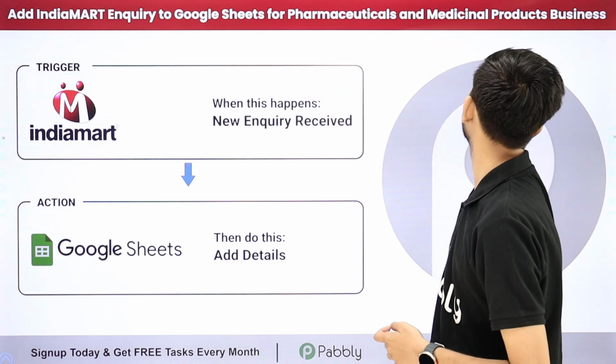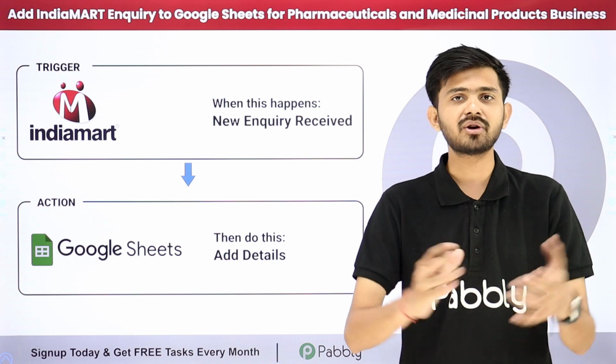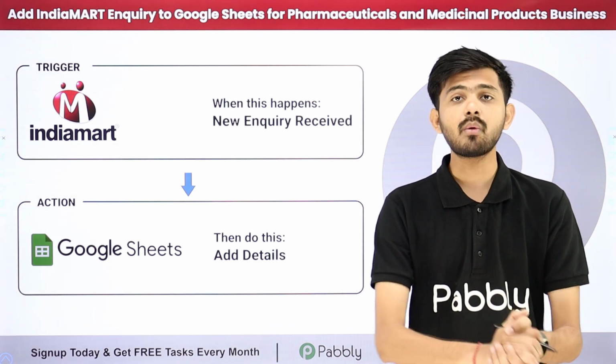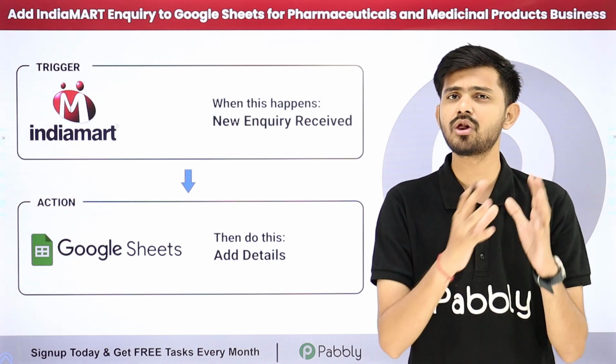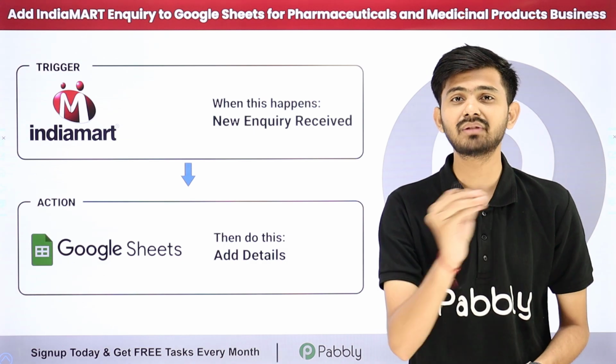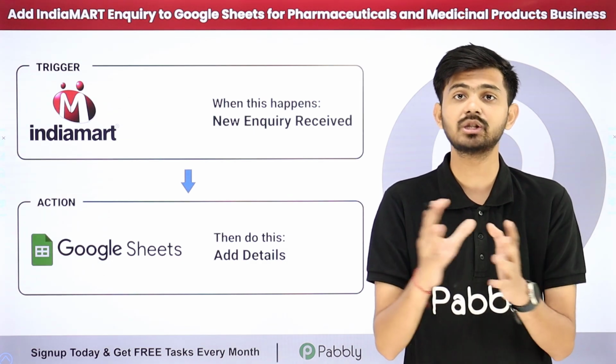Today our topic is how to add IndiaMART Enquiry to Google Sheets for Pharmaceuticals and Medicinal Products business. Suppose I'm running a pharmaceuticals and medicinal products business, and I'm receiving a lot of inquiries through IndiaMART. I automatically want to keep the record of all my inquiries in Google Sheet.